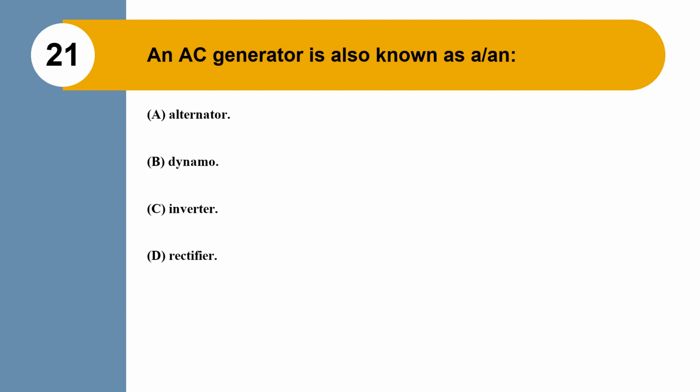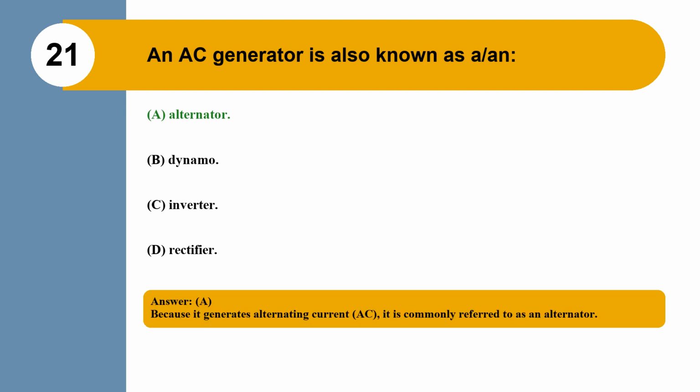Question 21. An AC generator is also known as a/an Option A, alternator. Option B, dynamo. Option C, inverter. Option D, rectifier. The correct answer is option A, alternator. Because it generates alternating current, AC, it is commonly referred to as an alternator.